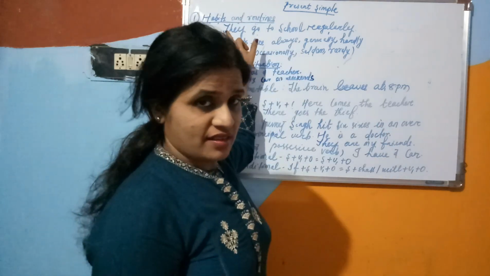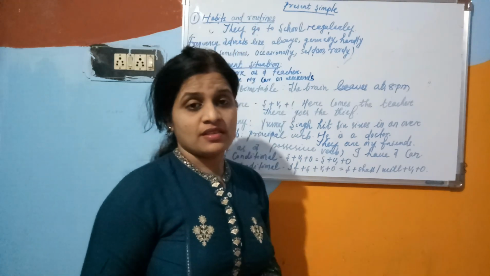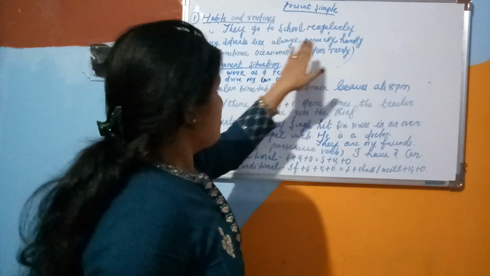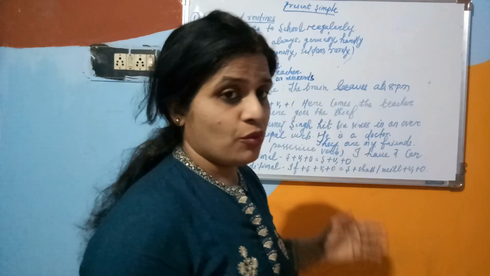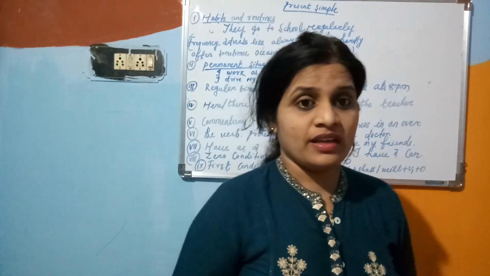The first point explains habits and routines, which means we are doing things regularly: generally, always, seldom, occasionally. When we use these frequency adverbs, often, occasionally, seldom, rarely, we use the simple present tense. Like, they go to school regularly. He does his work frequently.